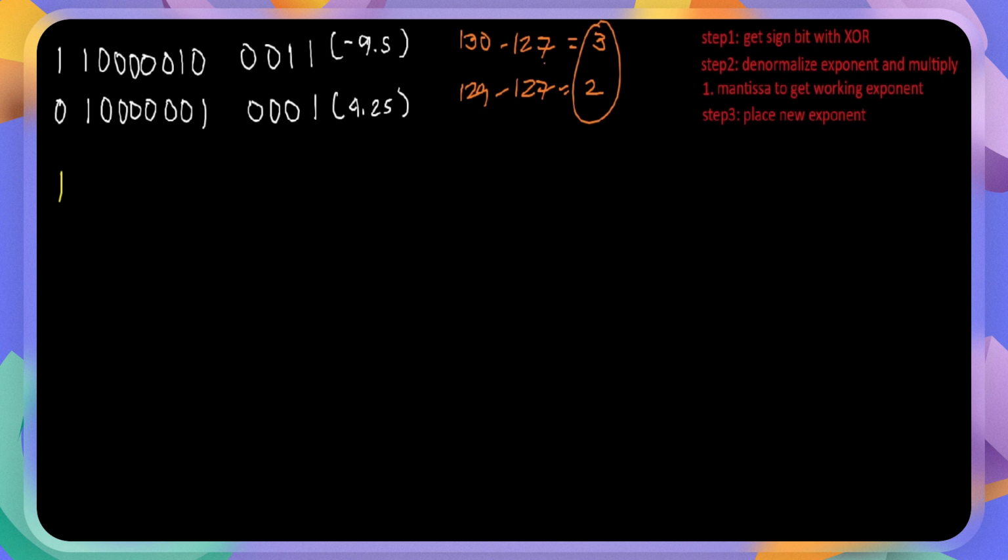Now that we have these values, we want to add them together. 3 plus 2 equals 5. 5 is the working exponent. So that means 127 plus 5 is 132. That should be our exponent part. So 132 is 128 plus 4. Just move that here.